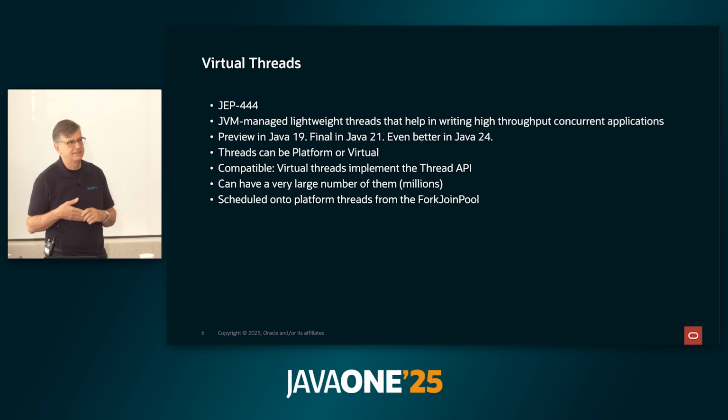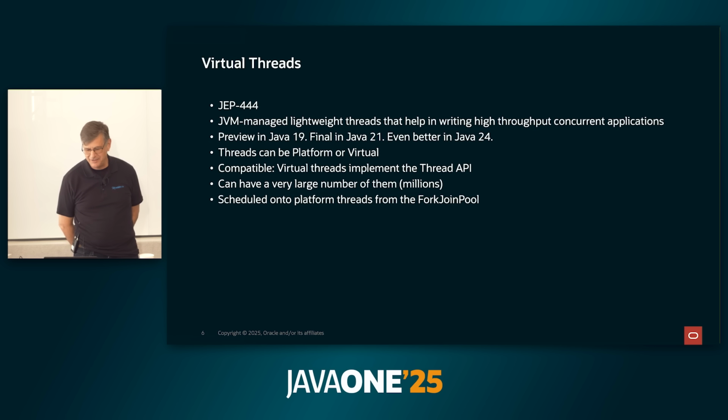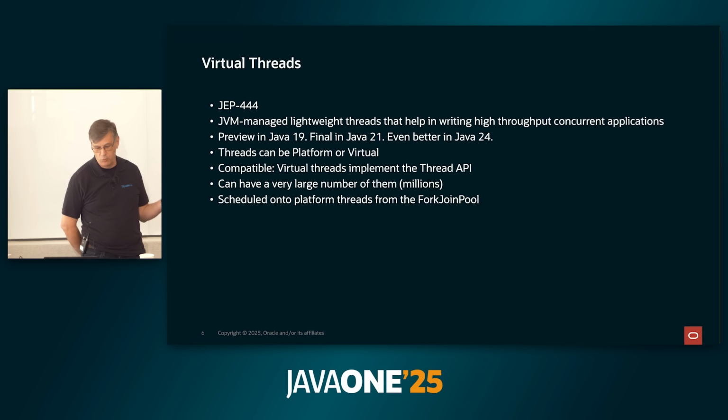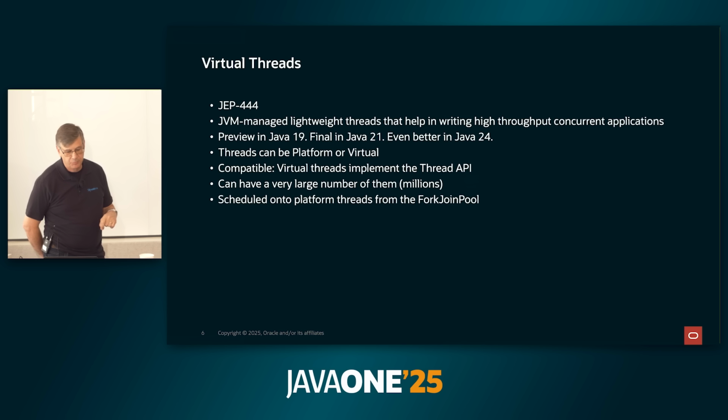So this is now JEP 444. Virtual threads are JVM managed lightweight threads that help in writing high throughput concurrent applications. So lightweight and JVM managed are the key points there. They were preview in Java 19, final in Java 21, and even better in Java 24.